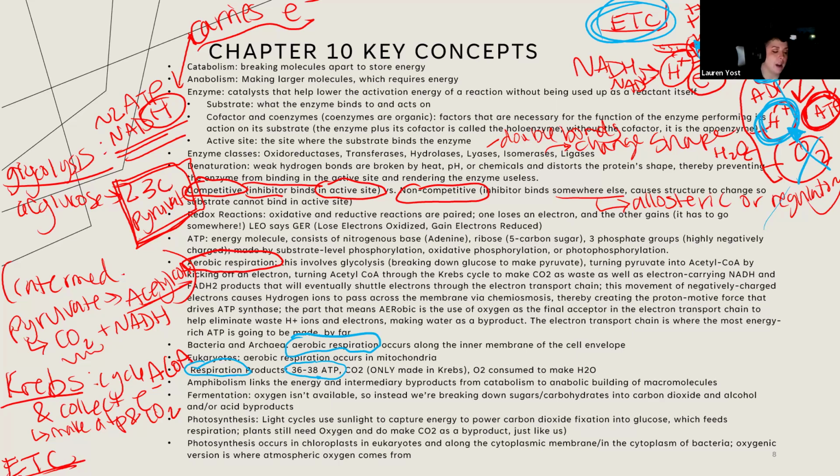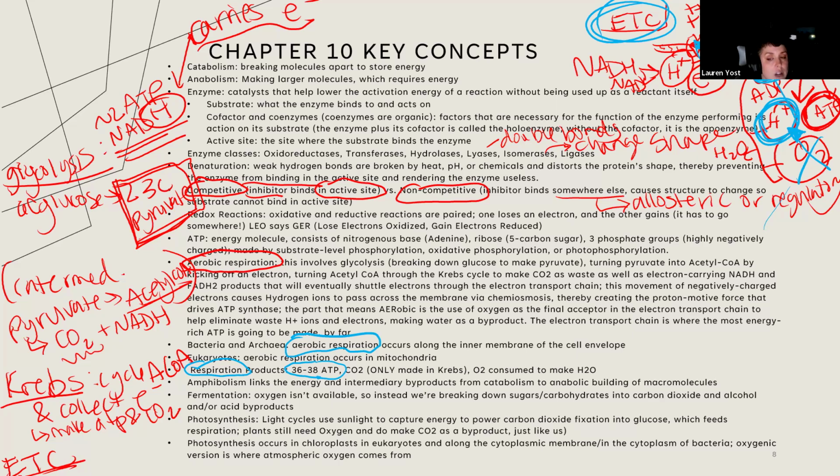So if you want to link that creation of ATP or any of those intermediates in that process to building other bigger molecules, then that's the anabolic side of it. So linking the catabolic to the anabolic, that is amphibolism.